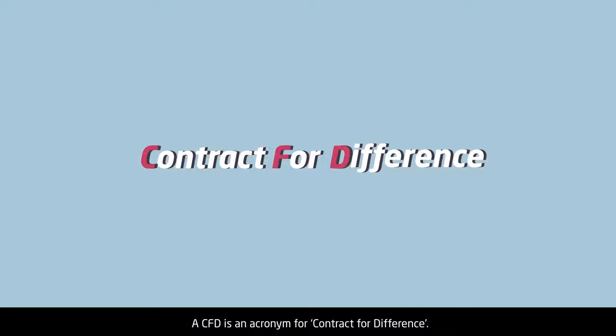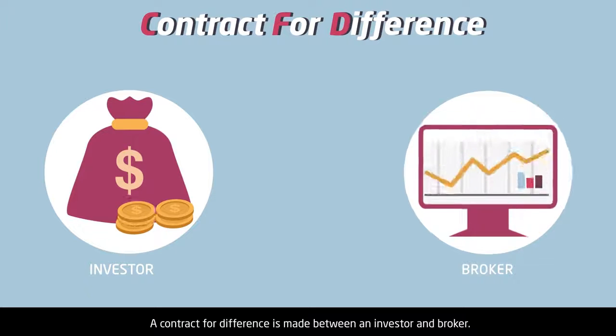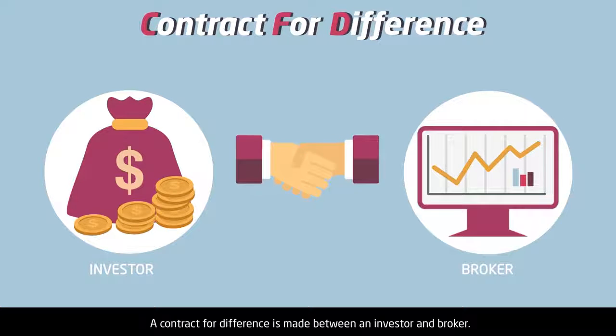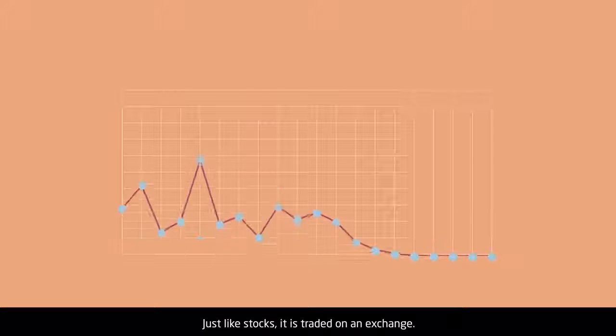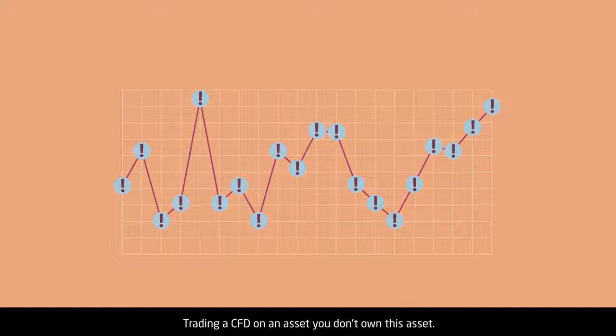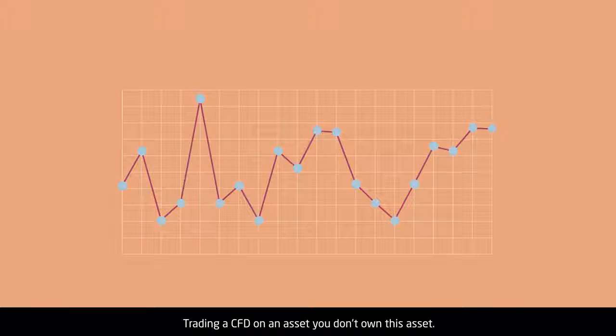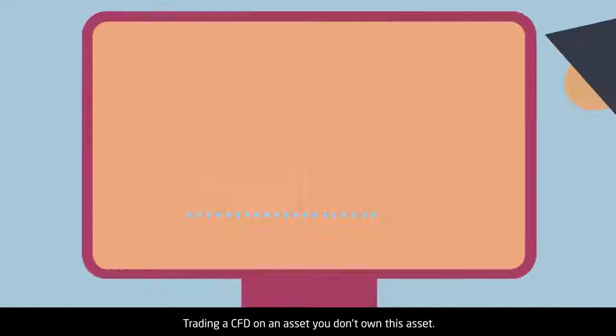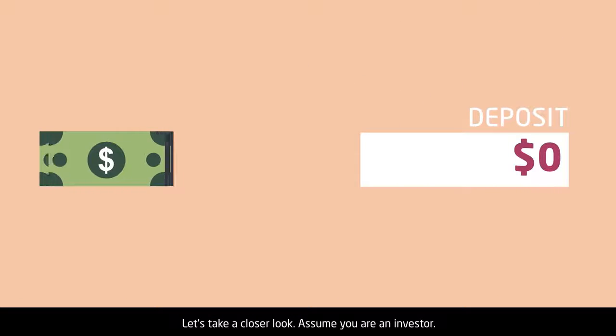What is a CFD? A CFD is an acronym for Contract for Difference. The contract for difference is made between an investor and broker. Just like stocks, it is traded on an exchange, except for one thing. Trading a CFD on an asset, you don't own this asset at all. Let's take a closer look.